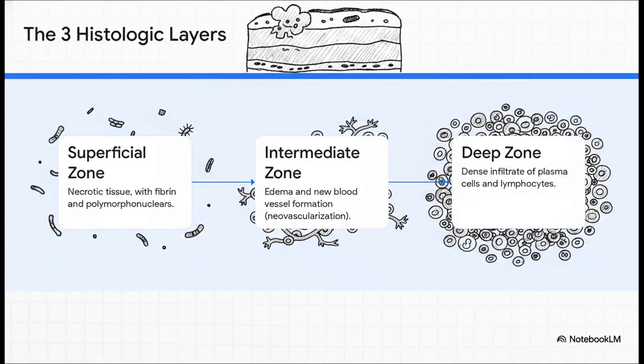And our final correct clue takes us right down to the microscopic level. A biopsy of a Chancroid ulcer reveals this really unique 3-layered structure. The top layer is necrotic, that's basically dead tissue and pus. The middle is where the body's fighting back, trying to build new blood vessels. And the deep layer is just packed with defense cells. This distinct pattern is almost like a fingerprint for the disease.